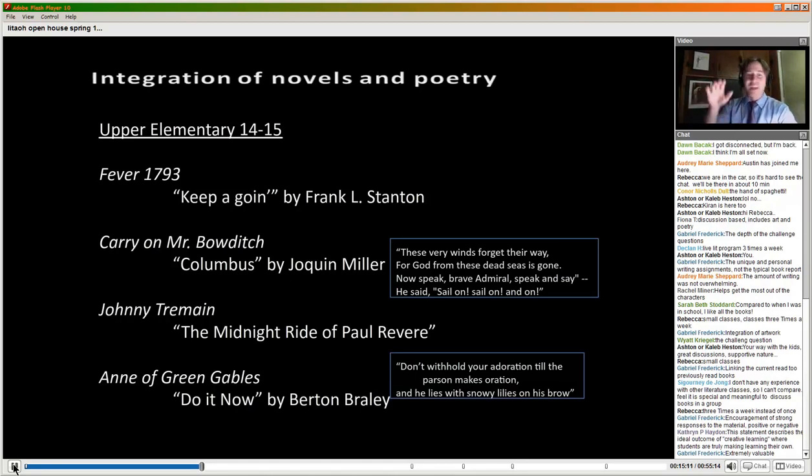Now this is a list, and I'm just going to give you a couple quick examples. If we had more time, I'd be more thorough, but just to give you a sense of the integration. So, because we're going slow on time, I'm going to skip down to Anne of Green Gables, which is one that I bet most of you have read, at least most parents. So Anne of Green Gables. The poem that we did was a poem called Do It Now.